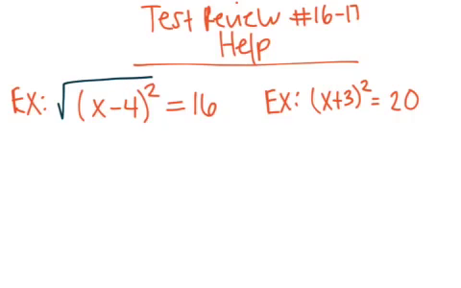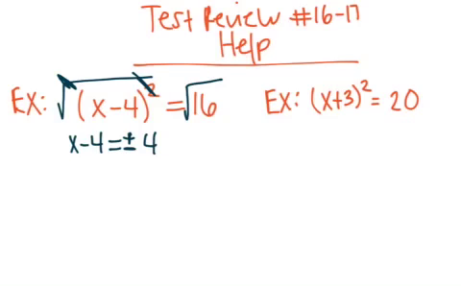So what you do to one side, you do to the other. So the square root and the square cancel out. So that goes away, and all we're left with is x minus 4. Now remember, anytime we take the square root of a number, like the square root of 16, we have to have the sign plus or minus. And the square root of 16 is 4.